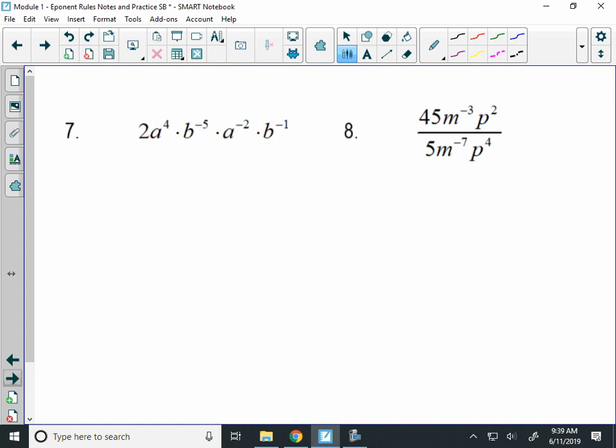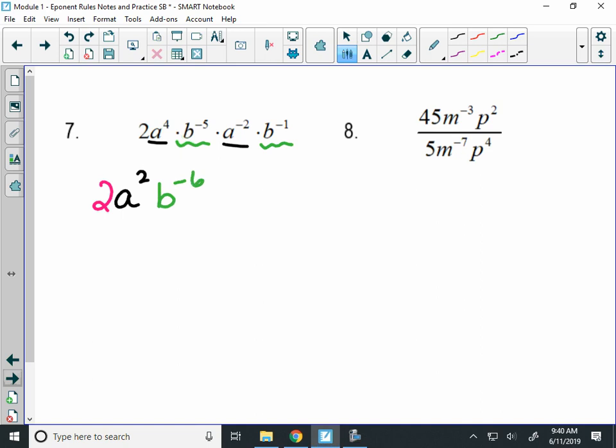Number 7. All right, let's start by simplifying by adding the exponents because we have the same bases, and then we'll simplify with negatives if need be. The 2 stays as it is. There's no other number there. The a's, I have a to the 4th and a to the negative 2. Remember, we're adding, so 4 plus a negative 2 is just a squared. And then when I combine the b's, I have negative 5 plus a negative 1, which is negative 6.